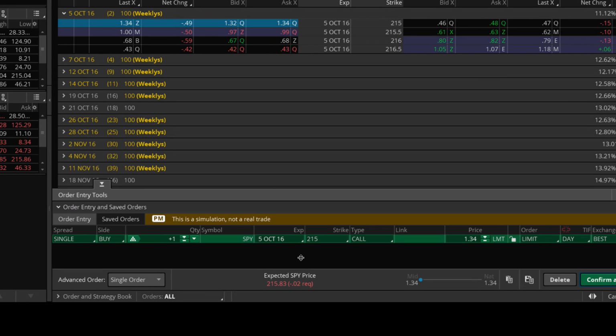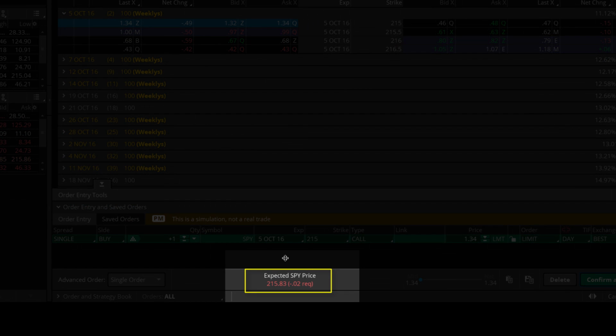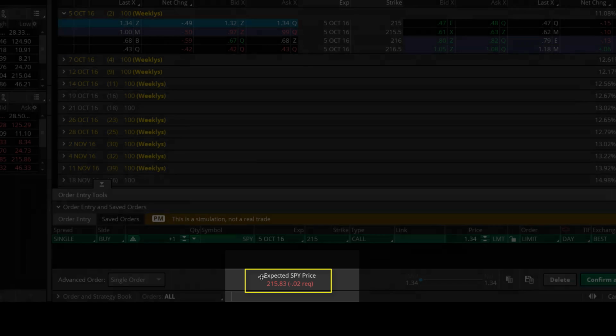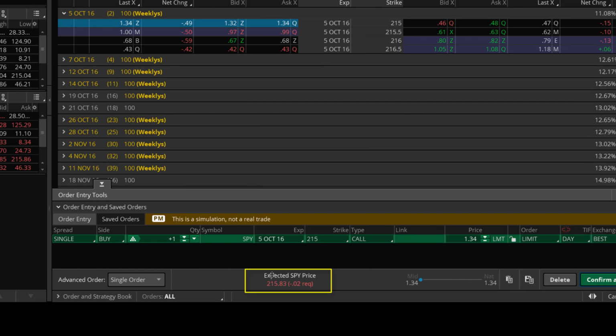Now, what I want to show you right here is this expected SPY price. Okay, so it's telling you right now that at the current price of this call, $1.34, it's expecting SPY to be 215.85. Now, this goes along the lines of theoretical pricing. So theoretical price factors in the implied volatility, the time element, basically all those Greeks, gamma, theta, delta. And so what you end up with is a theoretical price at that level.